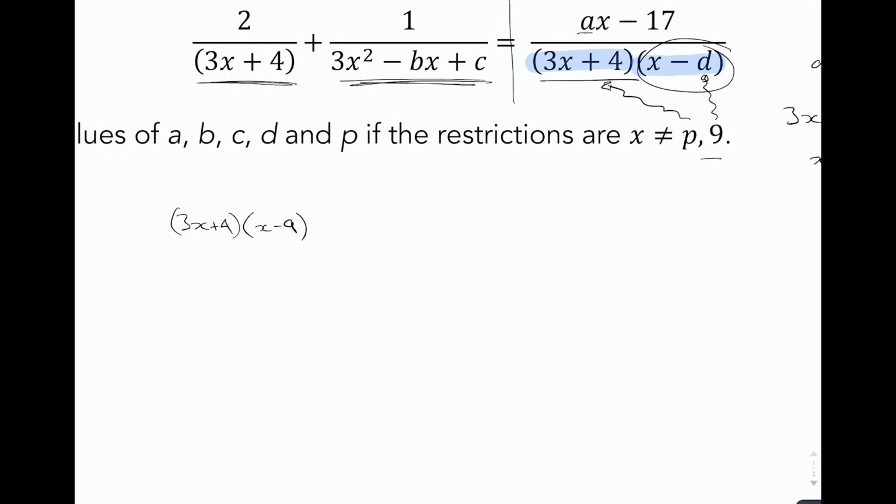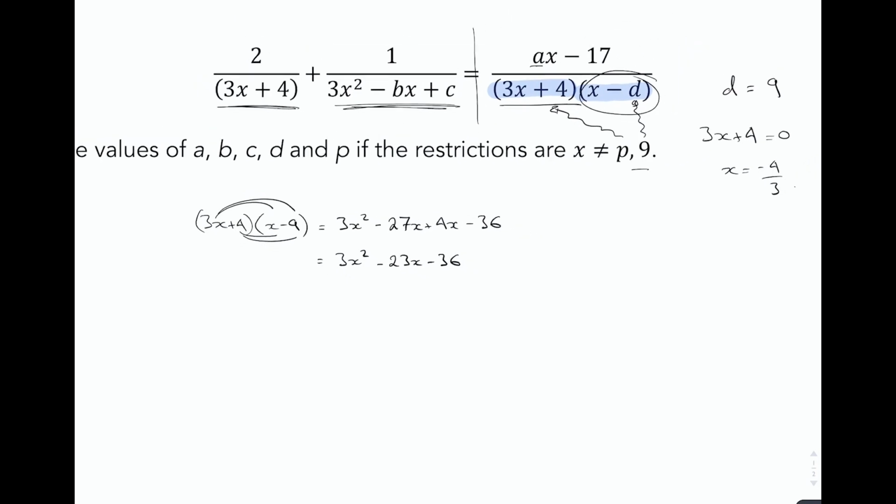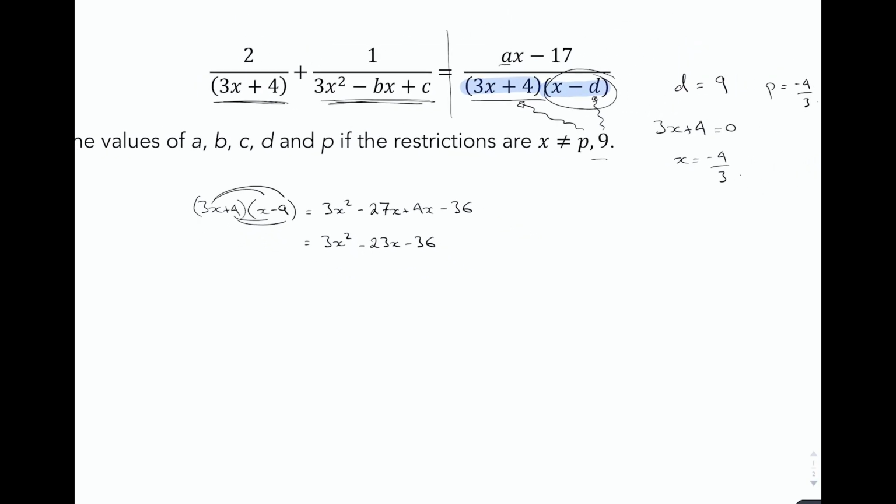Again, d is now 9. And let's see what I get. If I multiply this out, I'm going to get 3x squared minus 27x plus 4x minus 36. In other words, I'm going to get 3x squared minus 23x minus 36. And by the way, if I multiply the denominator by x minus 9, I'm also going to be multiplying that numerator by x minus 9.